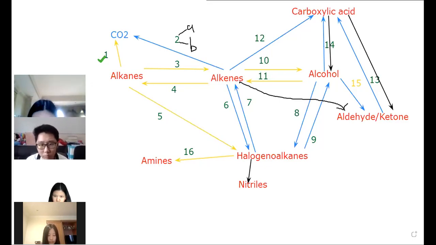Yes, teacher. Okay, so there are 2 methods, A and B. We can make A become B, B become A. Just pick one method. Sharon Jessica, alkenes must undergo something to become carbon dioxide. Must undergo a reaction. What is the reaction?